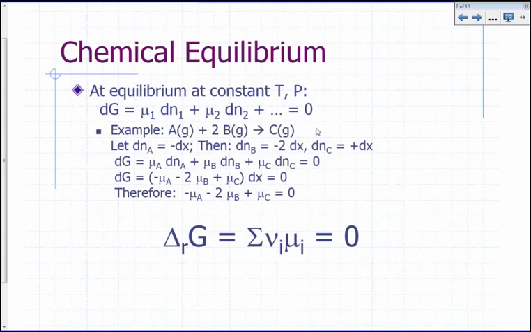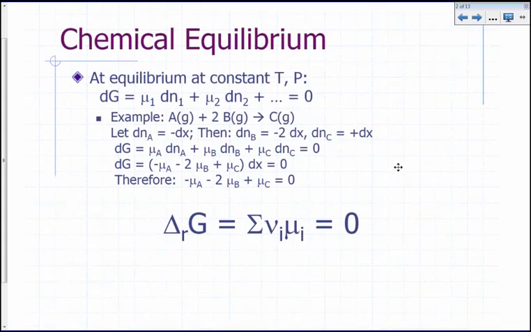So at equilibrium, at a given temperature and pressure, we say that dG, which is equal to mu1 dN1 plus mu2 dN2, and so on, must be equal to 0, where 1, 2, 3, 4, and so on are the species that are present in our reaction mixture. Okay, where does that come from?